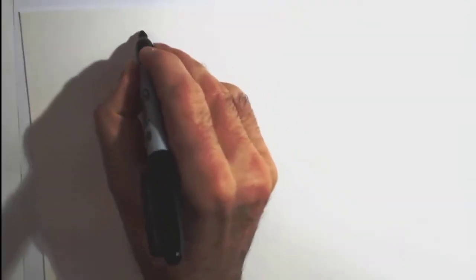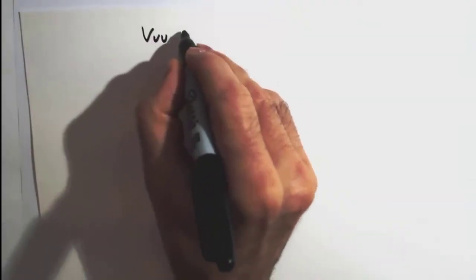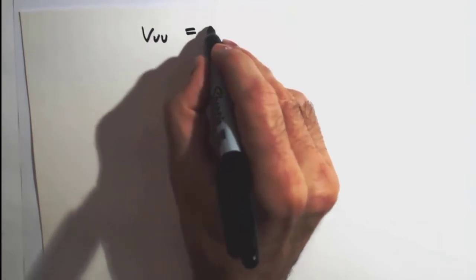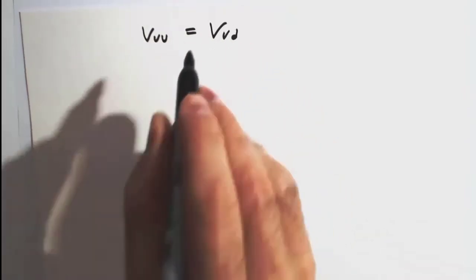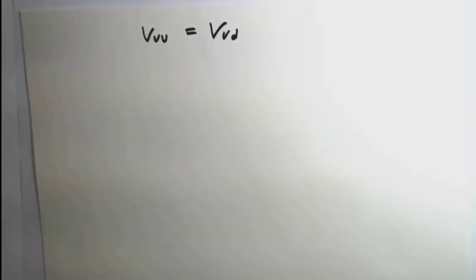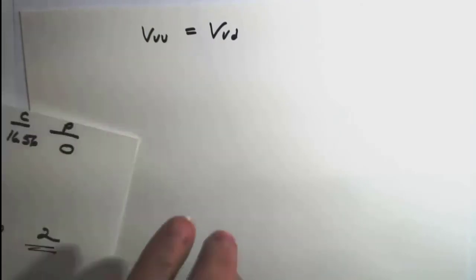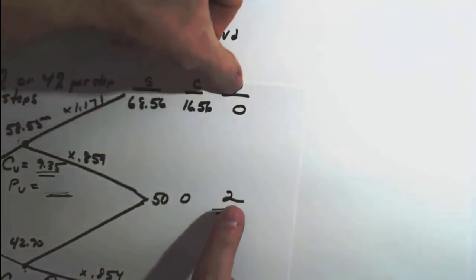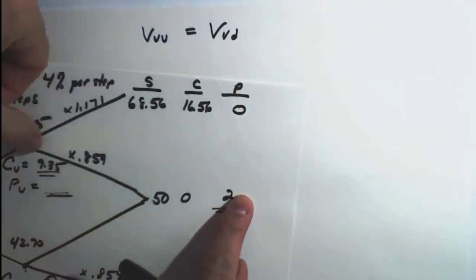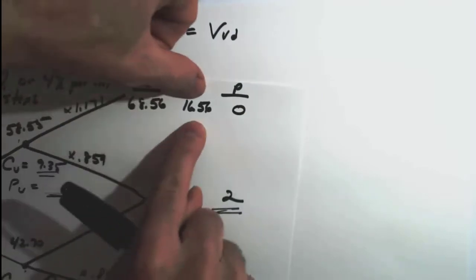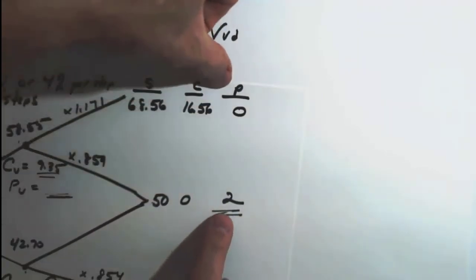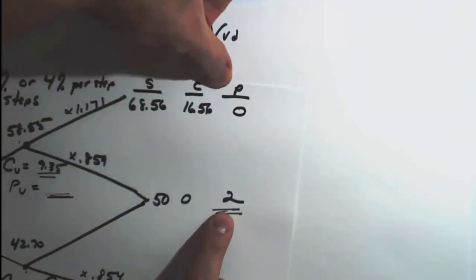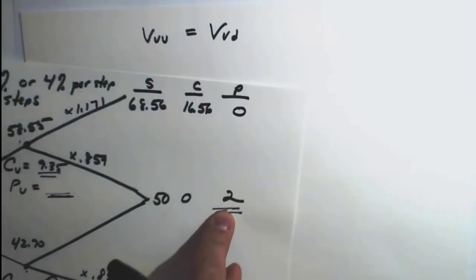We want the value on the upside going up twice to equal the value of going up and then down. So the point is, we want the value of a portfolio with the stock and a put. No matter if you go up or you go down here, the portfolio is the same value, assuming we have the proper optimal hedge ratio.